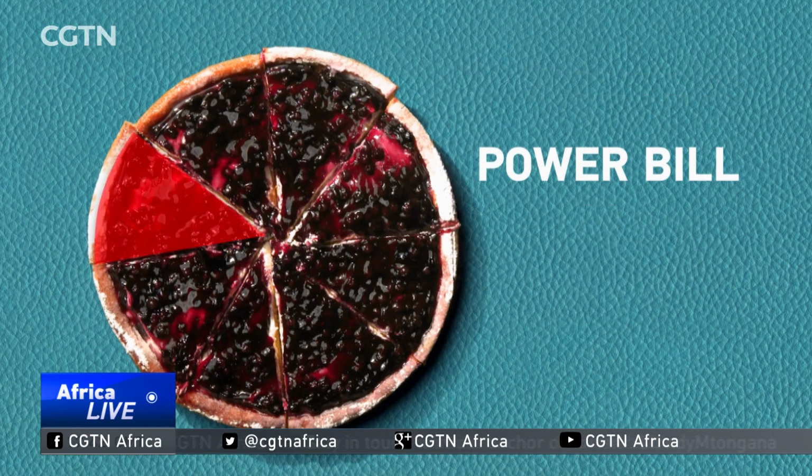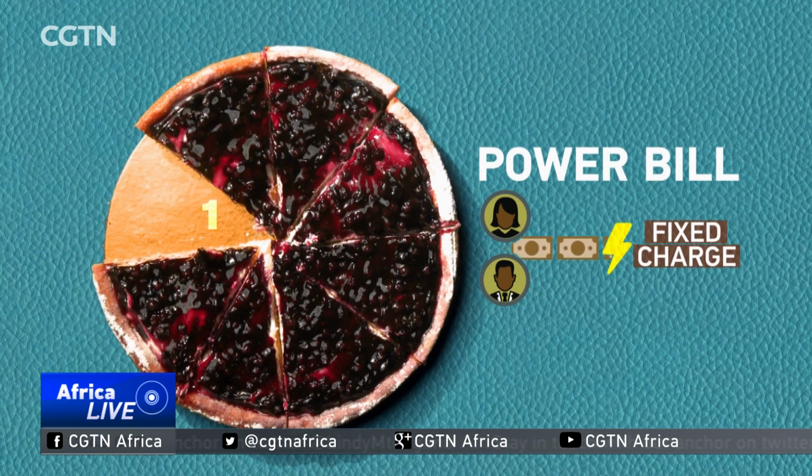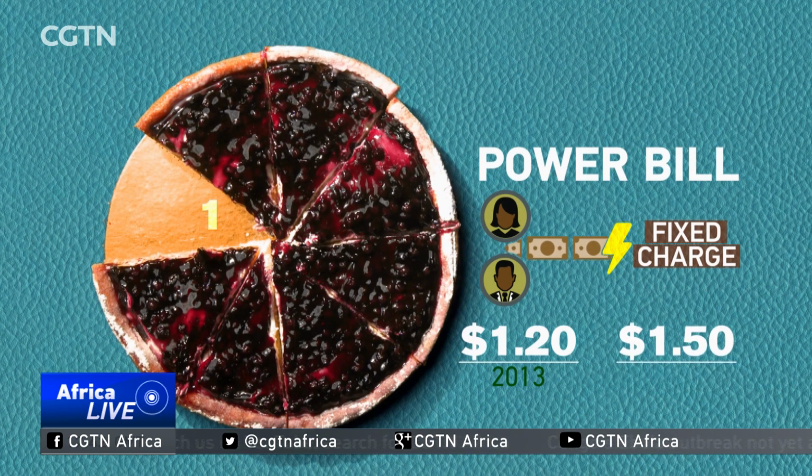So part 1, that everyone has, is a fixed charge. You pay that regardless of whether or not you actually consume any power. It started out at about $1.20 in 2013. It's since been adjusted annually to well over $1.50 at current exchange rates.